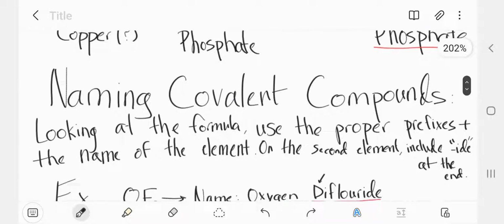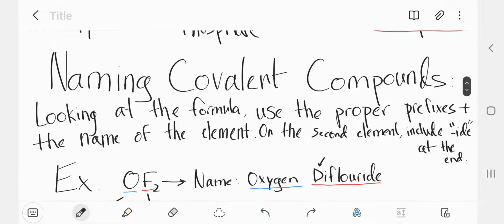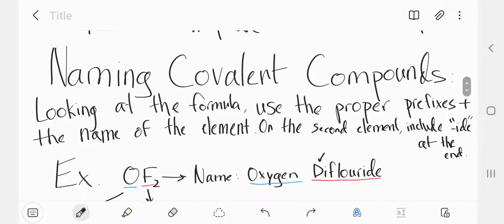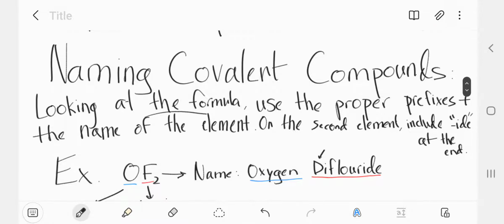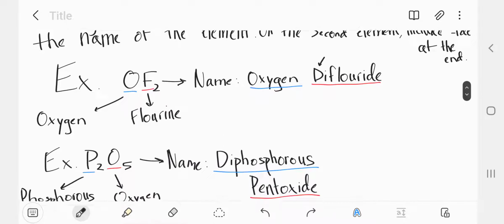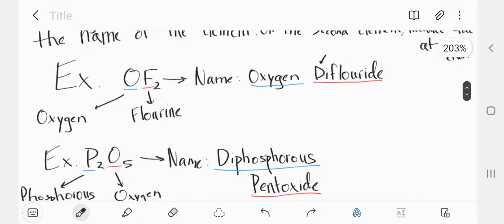All right, now we're going to move on to naming covalent compounds. Now these are a lot easier than the first one, in my opinion anyway. So what you're going to want to do is, looking at the formula, use the proper prefixes plus the name of the element. And then on the second element, make sure to also include "ide." So we're going to look at this example here. We have OF2, so we have oxygen, and we have fluorine. F is fluorine, O is oxygen.